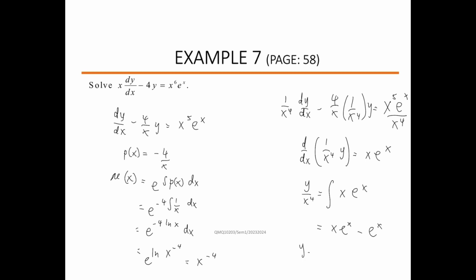So y will be, multiply with x to the power 4, so x to the power of 5 e^x minus x to the power of 4 e^x. And don't forget, actually this one consists of the constant of integration, so we have c x to the power of 4. So this is our answer.